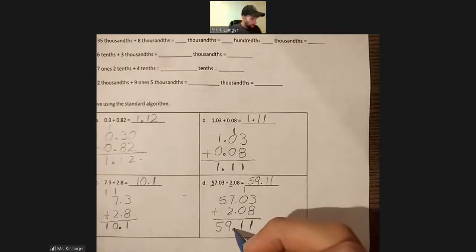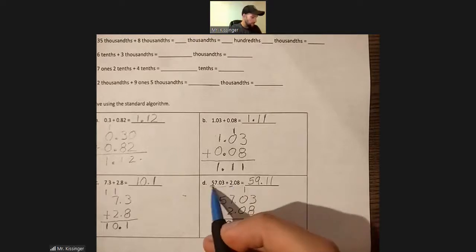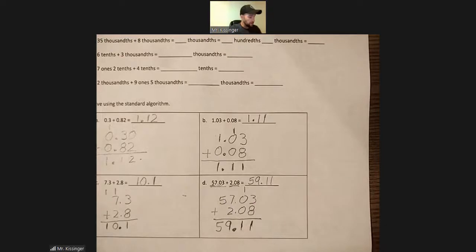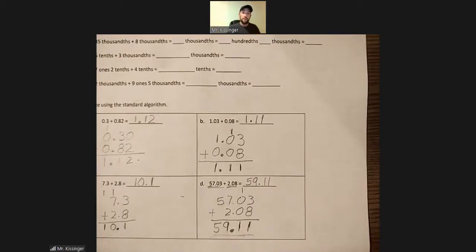So if we put our decimal in its place, now we can look and we go, okay, this is about 57. This is about 2. 57 plus 2 is 59. We're at about 59, 59.11. So again, we can use estimation to make sure that our decimal is in the right place, and it seems about right. So that is it for lesson 9.